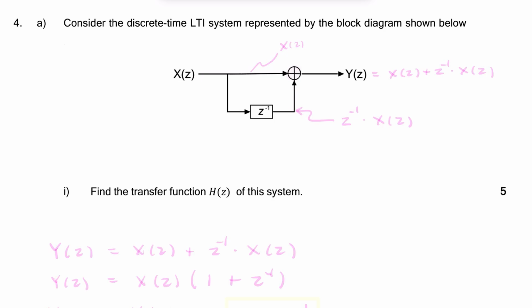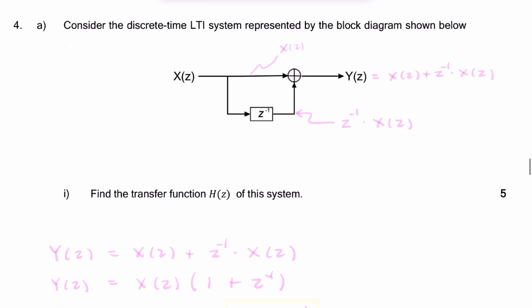Here we have a discrete time, linear time invariant system with a simple block diagram where the input is added to a delayed version of the input, and the question is asking for the transfer function, H of z. So first of all, let's follow x through the system.